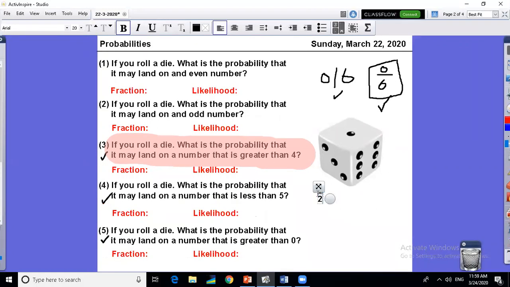So it is 2 over what? It is 2 over, how many do I have in all?